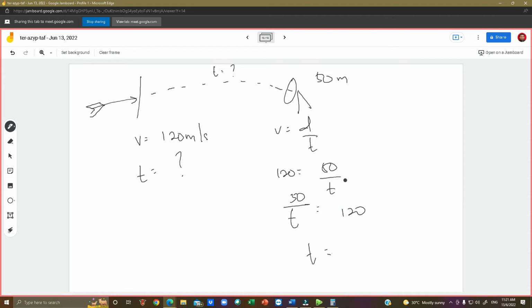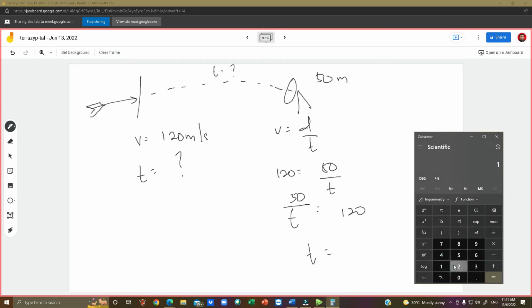$2.4 second, sir? 2.4. 4. 120 bagi 50. 120 bagi 50, 2.4 second. Ya, betul ke? Ikut. Ya kot. Okay, kalau 0.417. Ya, kalau 2.4, okay tengok kenapa saya kata bukan 2.4.